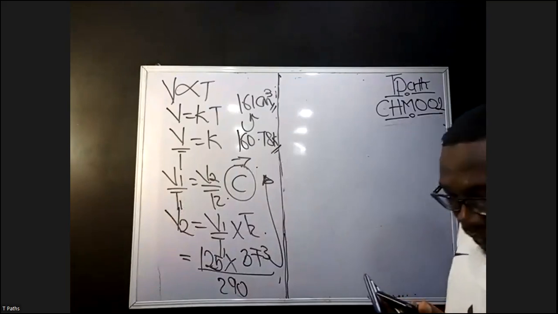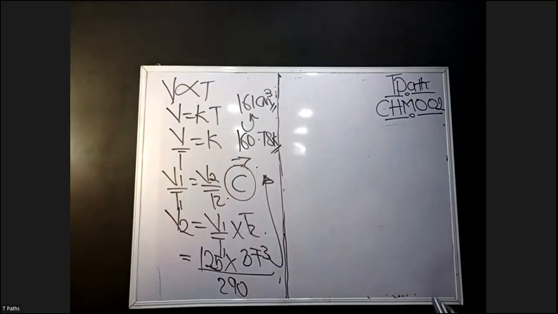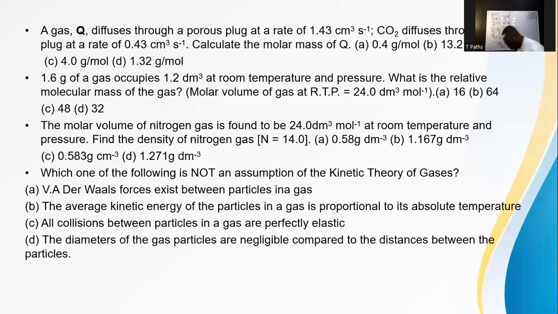So now, quickly, a gas diffuses through a porous plug at a rate of 1.43 centimeter cube per second. Please write your data. They say gas, CO2. These are the gases involved here. You can say this is 1, this is 2.